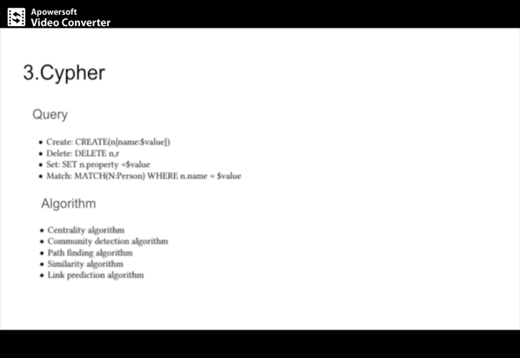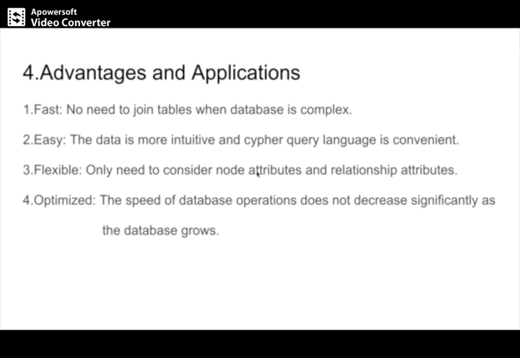You can see the pathfinding algorithm is basically our regular breadth first search and depth first search algorithms. They are basically trying to find the paths between the various nodes. And there are also various algorithms such as shortest path, where you try to find the shortest path between various nodes, and something similar like that. All right. Hey guys, so let's talk about the advantages and applications of Neo4j.